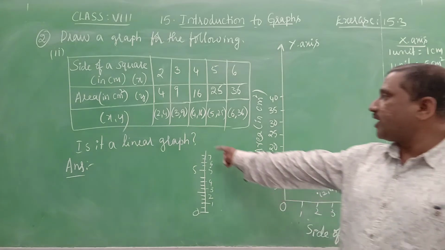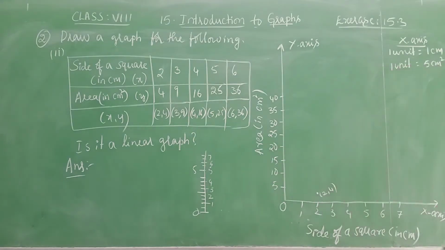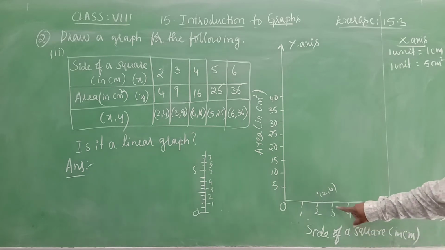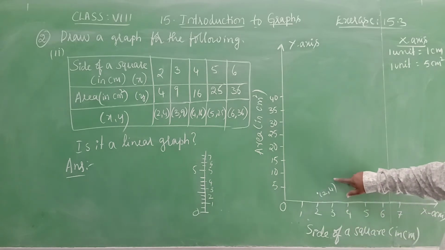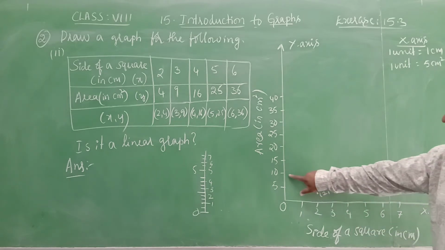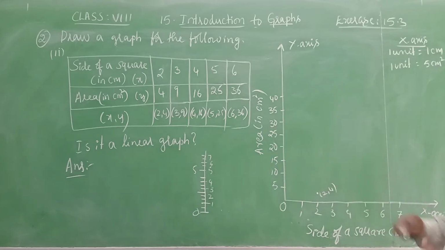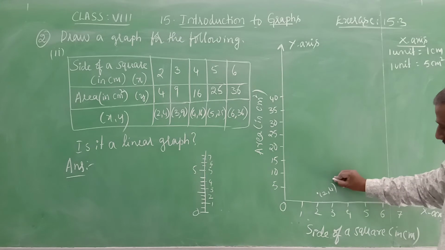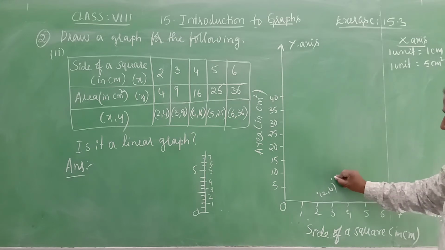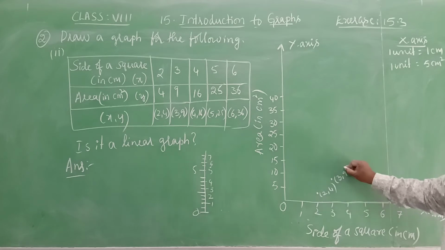Then the second point is 3, 9. X is equal to 3 and y is 9. 9 lies in between where? Down from 10, the second line will be 9. So approximately I am representing it here. Yes, so this is 3, 9.